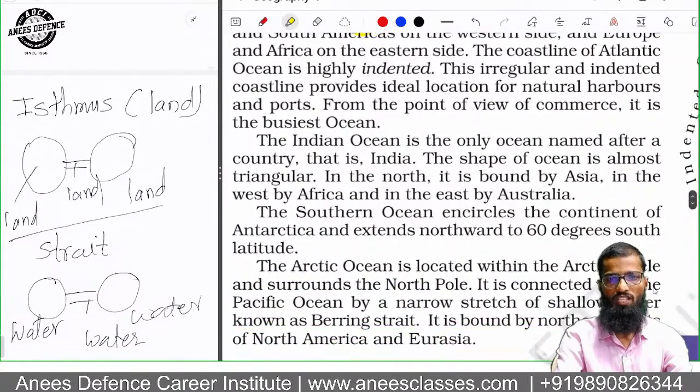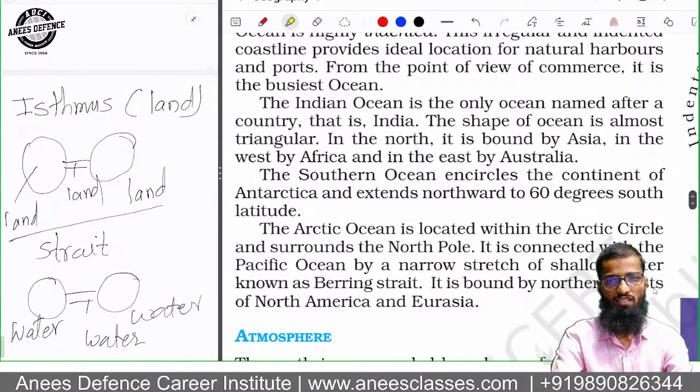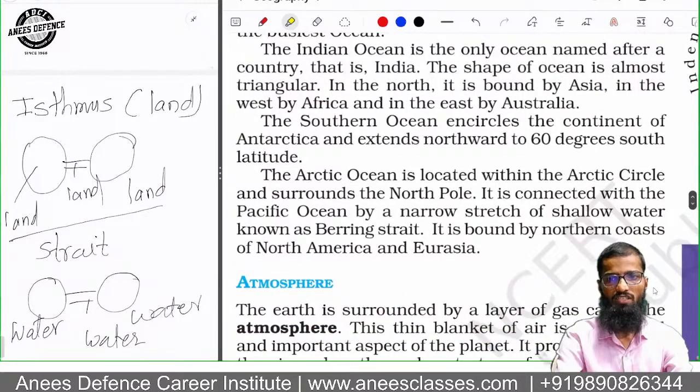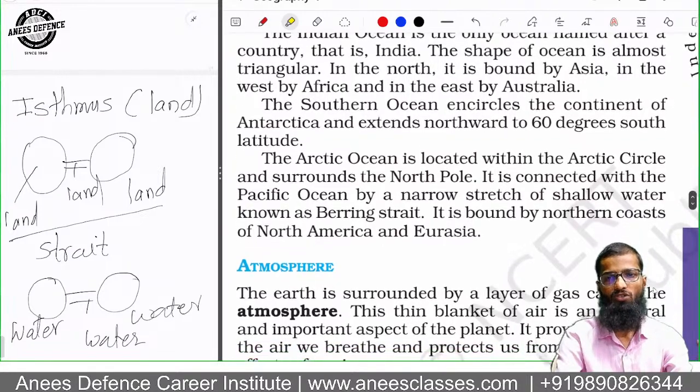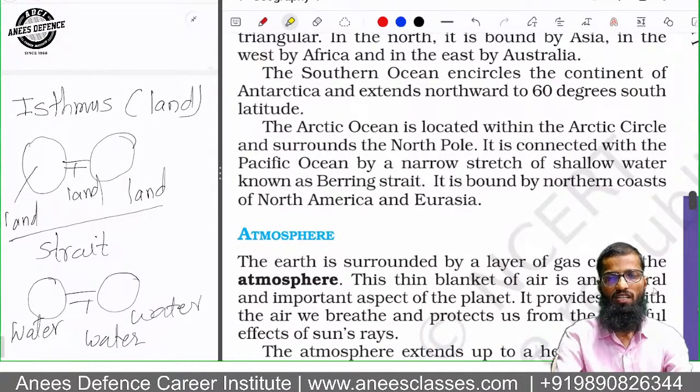Indian Ocean is the only ocean named after a country, that is India. Southern Ocean encircles the continent of Antarctica and extends northward to 60 degrees. Okay. Arctic Ocean is located within the Arctic Circle and surrounds the North Pole. और ये कनेक्ट करता है पैसिफिक ओशन को एक स्ट्रेट से, जो हमने पढ़ा था, उसका नाम है बेरिंग स्ट्रेट. रिमेम्बर दिस नेम, बेरिंग स्ट्रेट.